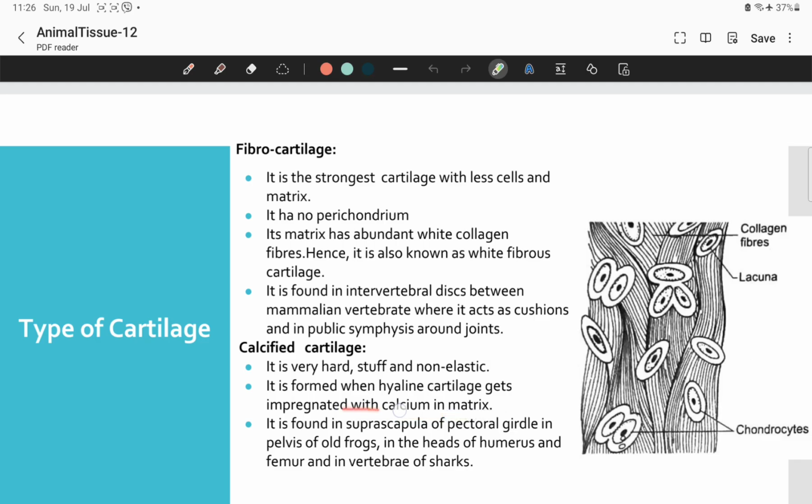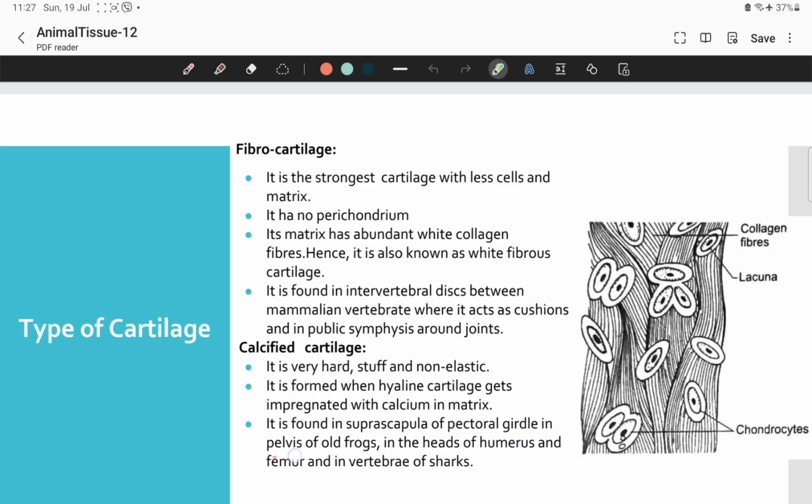Because of deposition of more calcium, it is hard, tough, and non-elastic. And such cartilage is found in the suprascapula of the pectoral girdle. Pectoral girdle means in the upper side we have the pectoral girdle. So there you can find it.